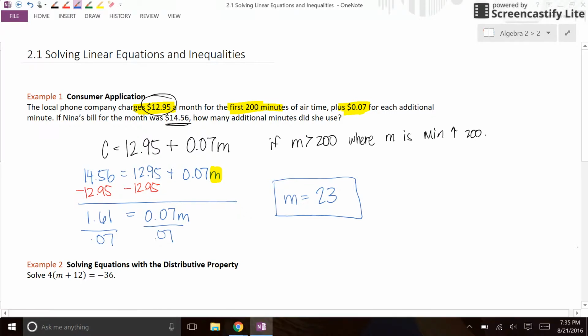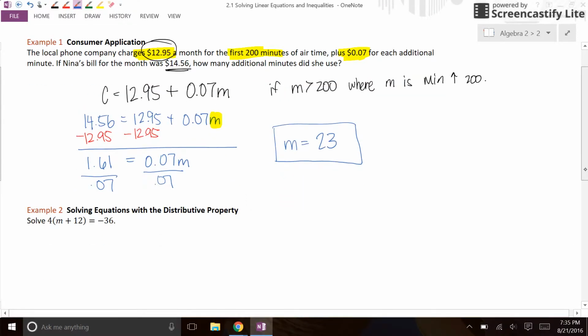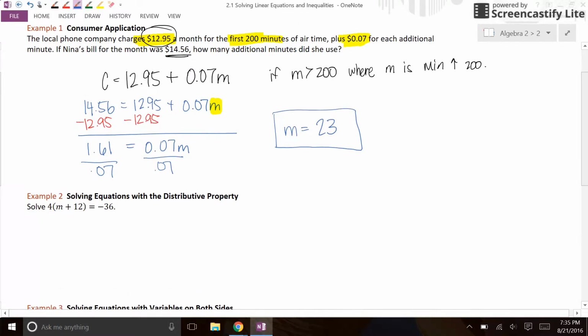Little word problem for you. Not spooky, not at all. All right, what about example 2? How about if you see distribution? Would that scare you? I hope not, right? Distribution's been around for a long time.